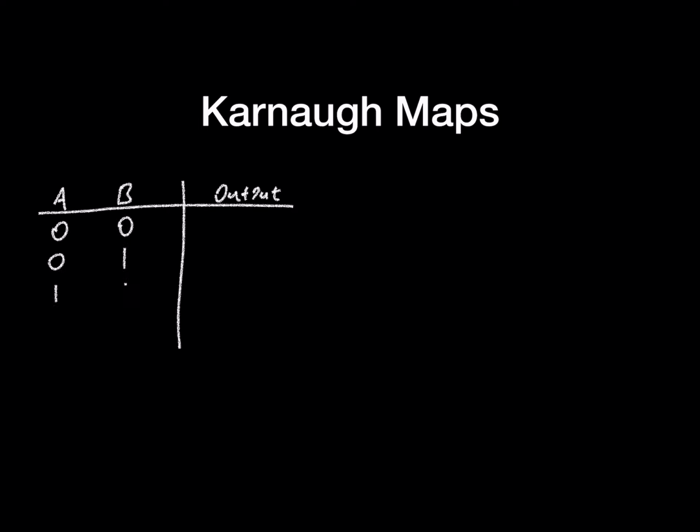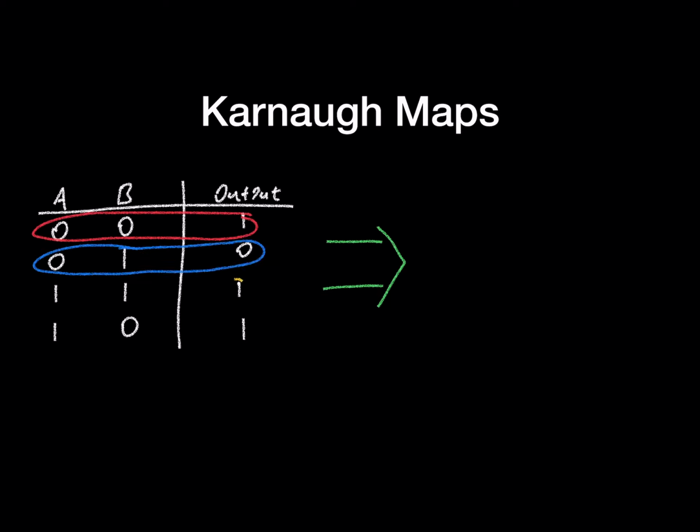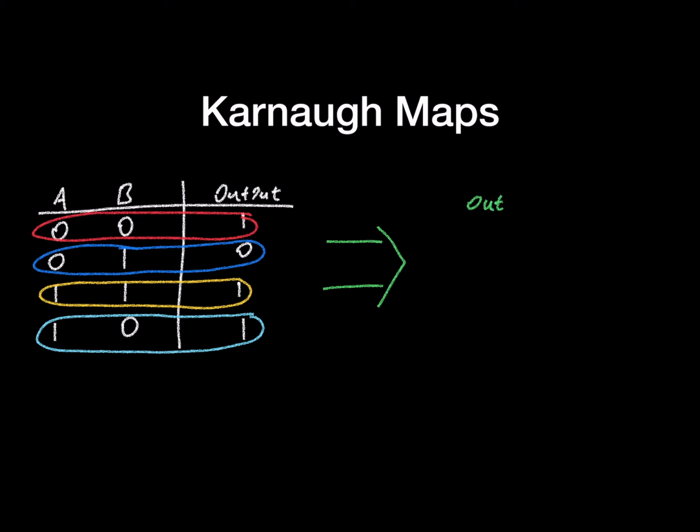Here, we can see how we have the two sides of the map labeled as A and B, with the possible values as 0 and 1 shown for each cell. The color coding shows how when the output is a 1, we put a 1 in the corresponding cell.